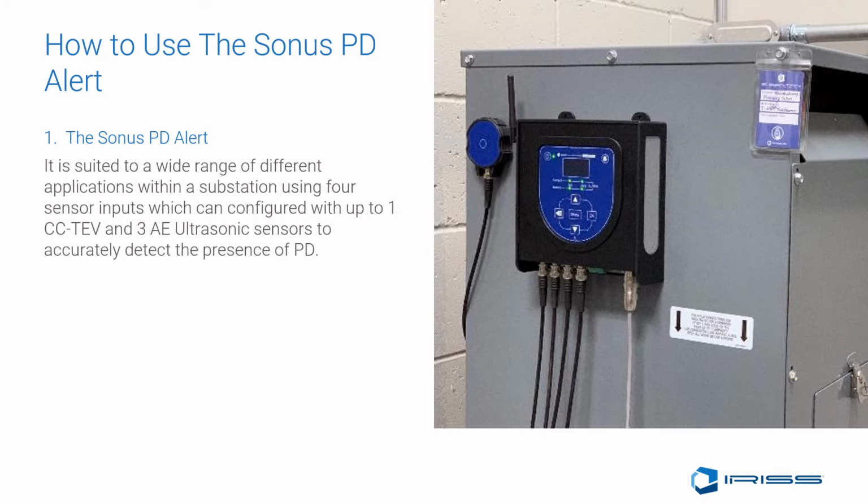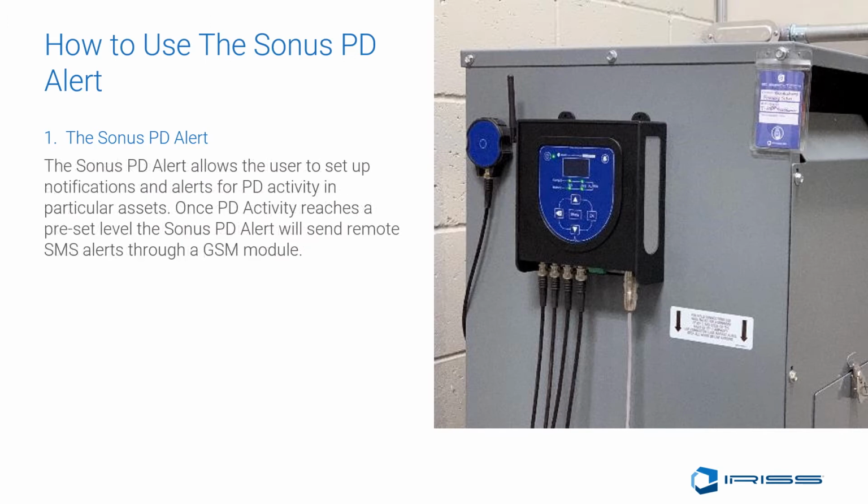It is suited to a wide range of different applications within a substation using 4 sensor inputs, which can be configured with 1 capacitive coupler for TEV detection and 3 AE ultrasonic sensors to accurately detect the presence of PD. The Sonos PD Alert allows the user to set up notifications and alerts for PD activity in particular assets. Once PD activity reaches a preset level, the Sonos PD Alert will send remote SMS alerts through a GSM module.